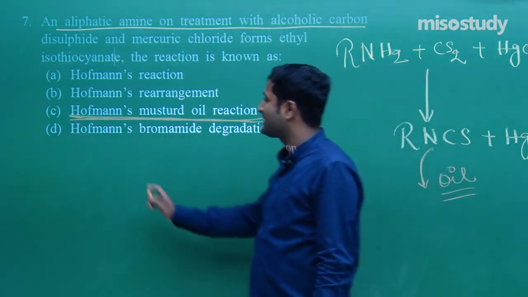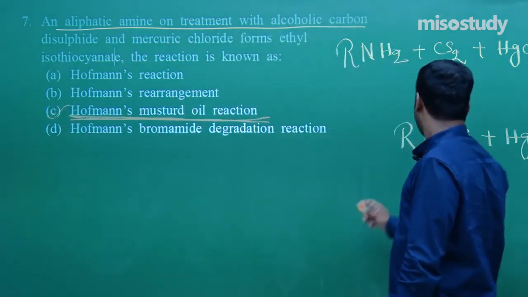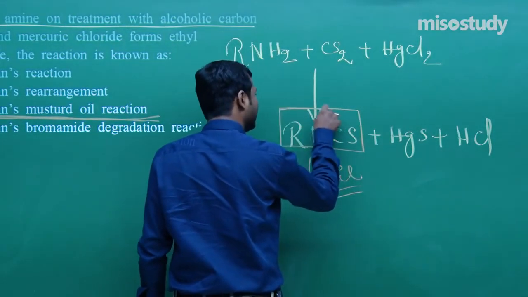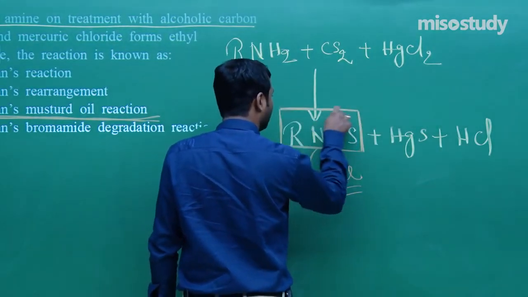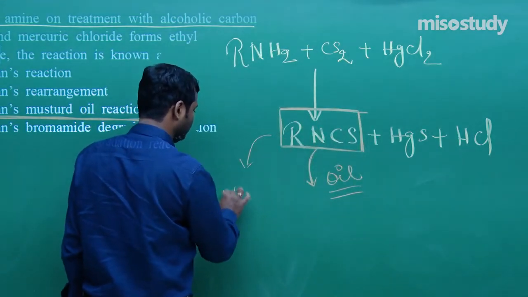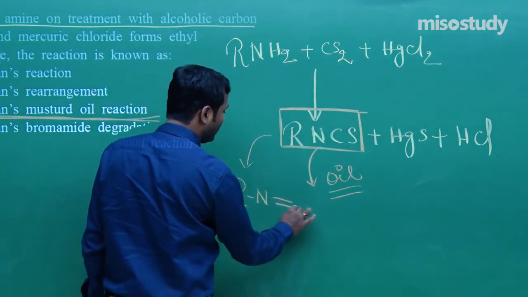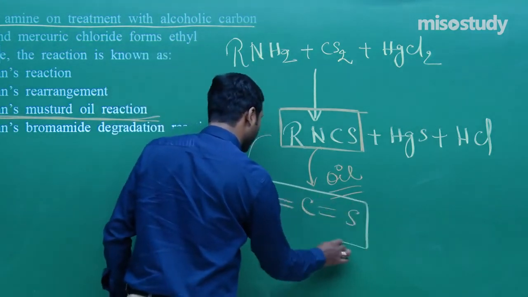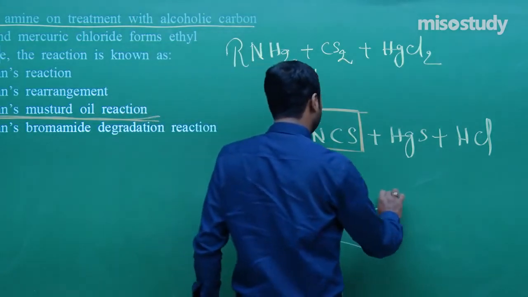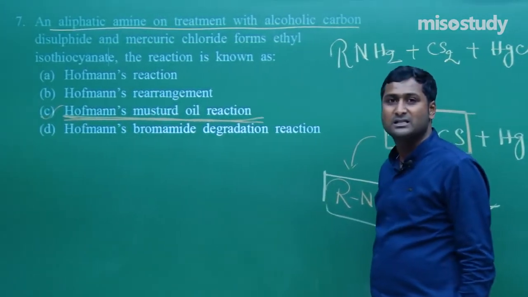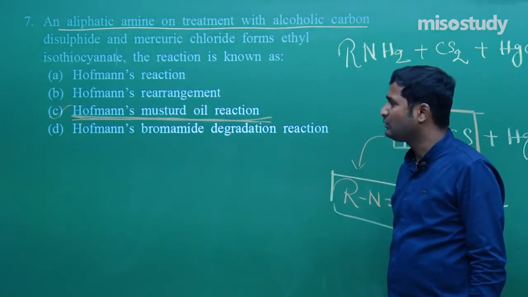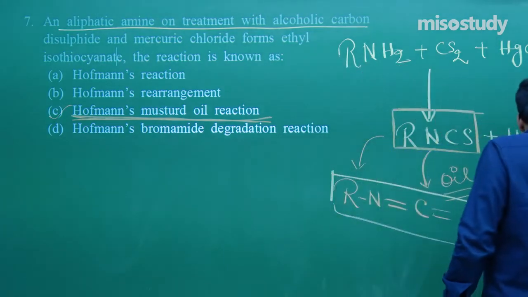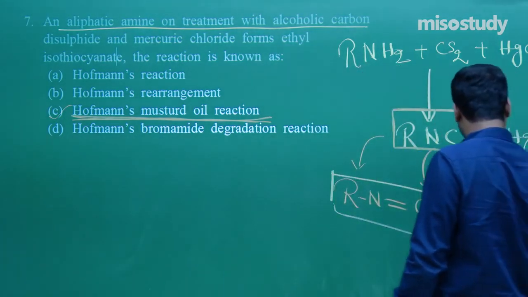So for question number 7, C is the correct option, RNCS. It can be written like this: R-N double bond C double bond S. That is the mustard oil like smell. So the answer is Hofmann mustard oil reaction. Clear, friend? I think you can easily solve such kind of questions. Now I am going to rub this part and let's move to the next segment. Wait for a moment, friend.